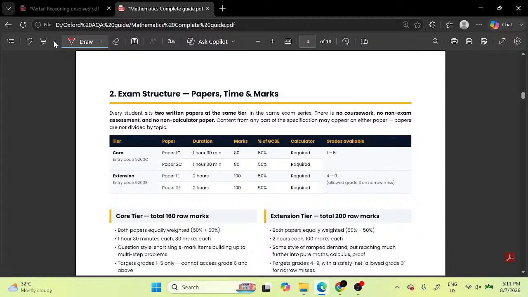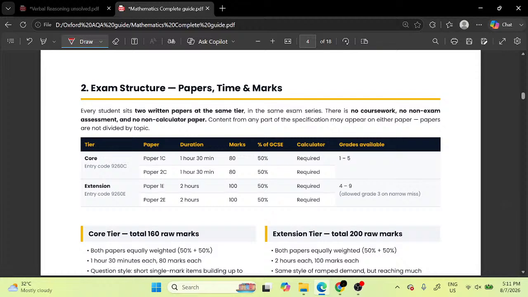So if you see over here, there are total two tiers, the core and the extended. In the core tier we have two papers, paper 1C and paper 2C. Now most of the students get confused that there are three papers. No, there are two papers for the students who are going to give Oxford AQA outside UK.